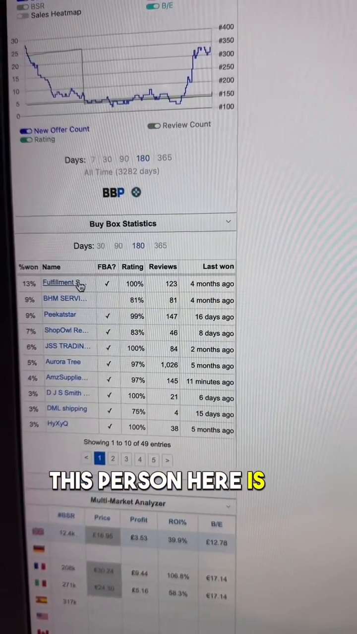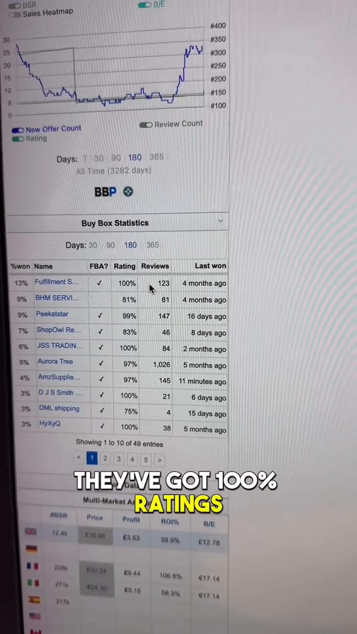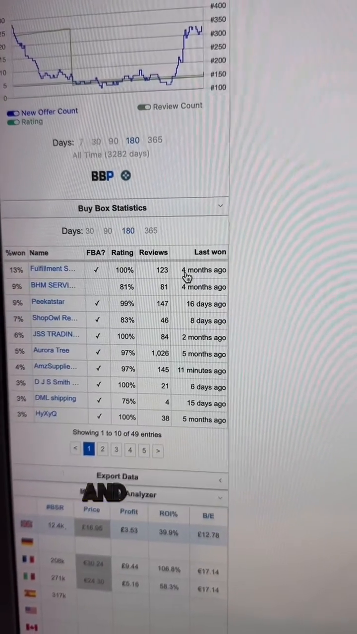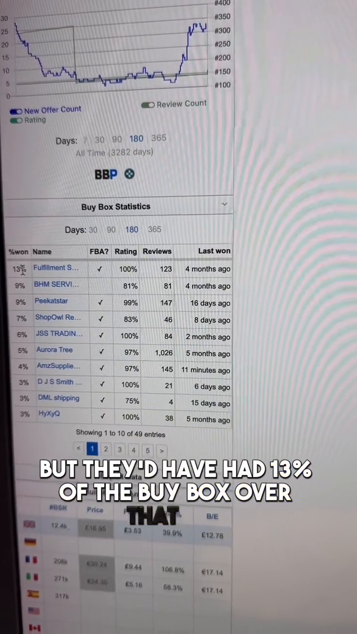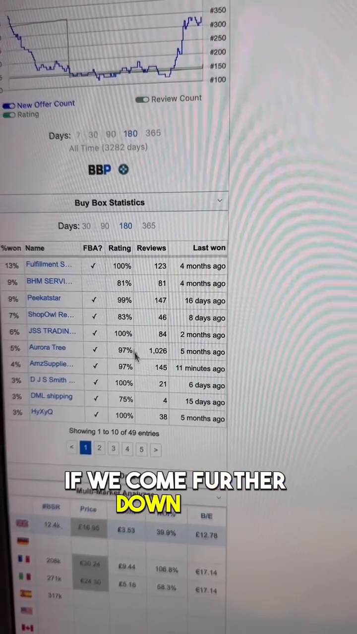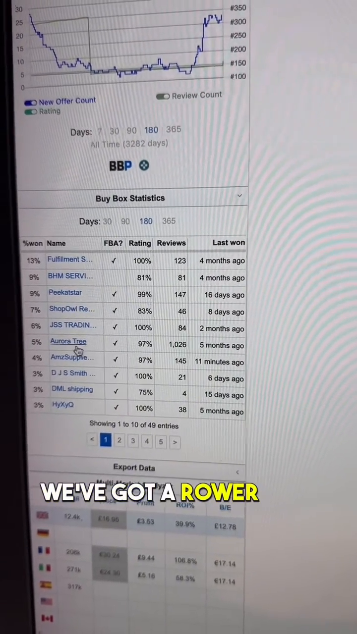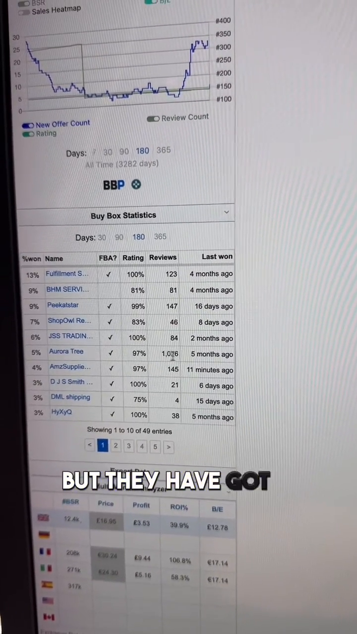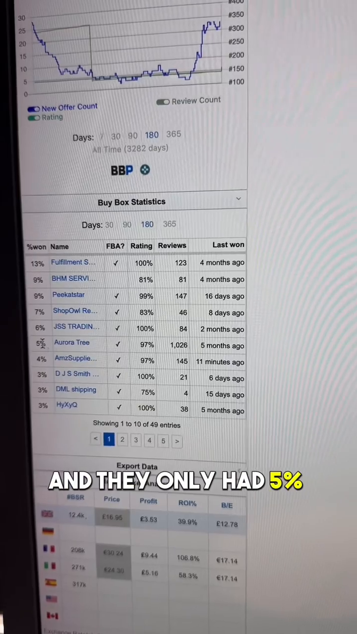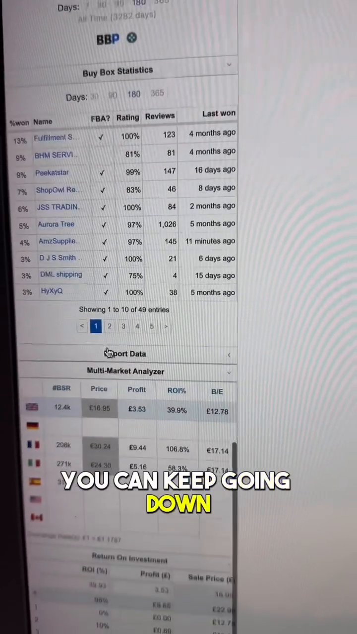This person here is FBA. They've got 100% ratings, 123 reviews. They're not a huge seller, and they last won 4 months ago, but they have had 13% of the buy box over that time. If we come further down here, a bigger seller, we've got Aurora Tree. They've not been on this listing for 5 months, but they have got 1,000 reviews, and they only had 5% of the buy box. Again, you can keep going down looking at that.